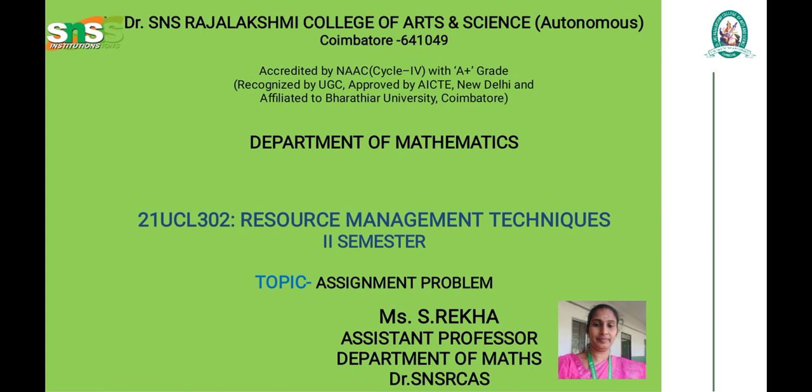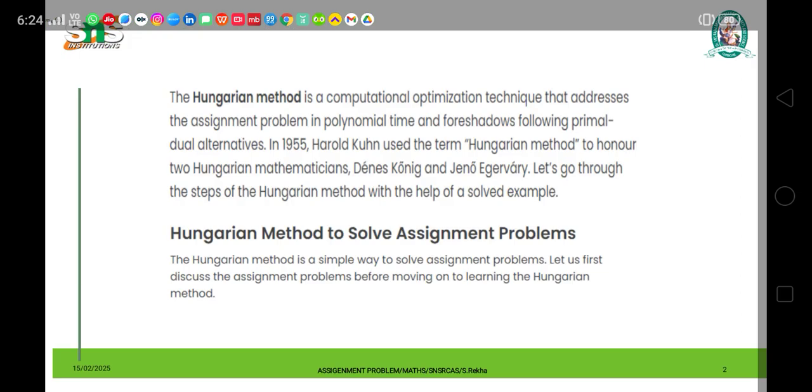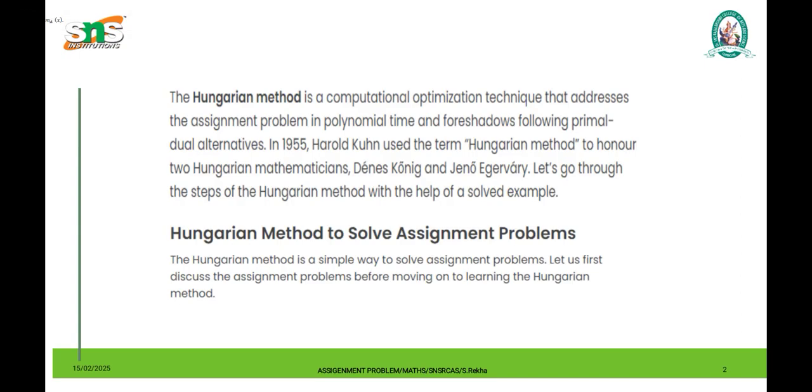So next topic is the assignment problem. The assignment problem is also known as the Hungarian method, and this topic is covered both for the resource management technique and as well as the discrete structure and optimization techniques. So both the students can watch this video. The Hungarian method is a computational optimization technique that solves the assignment problem in polynomial time, and it is named to honor two Hungarian mathematicians.